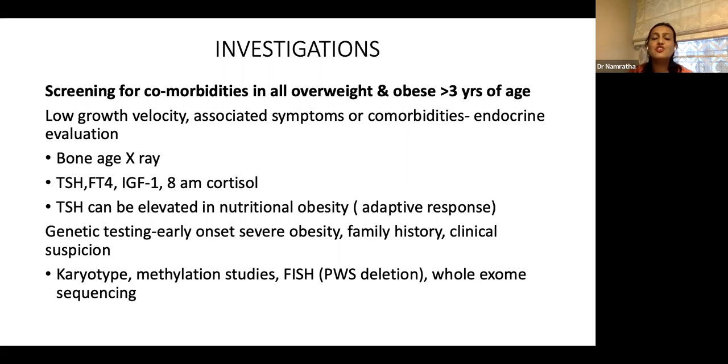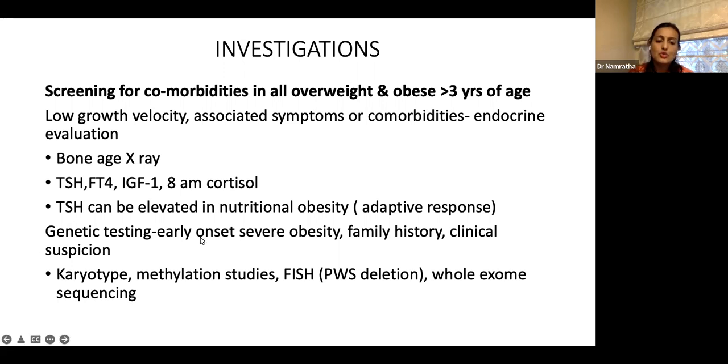Often we have children who are brought to us with an exogenous cause of obesity, and the parents just want to find a reason for it. So they think that thyroid is the cause. That is not true, and they have to be educated that it is the other way around. It's the obesity which is causing the elevated TSH, and such elevated TSH levels need not be treated with thyroxine unless they have symptoms of hypothyroidism, and these children will show a reduction in TSH levels as they lose weight.